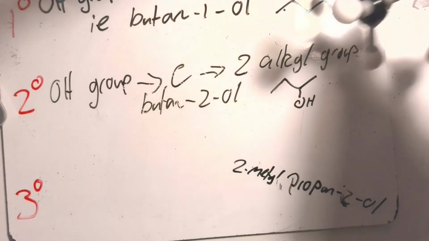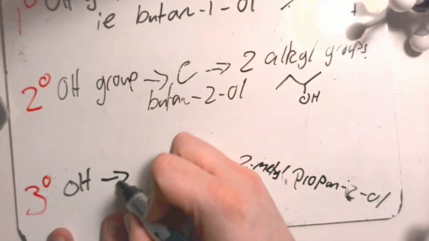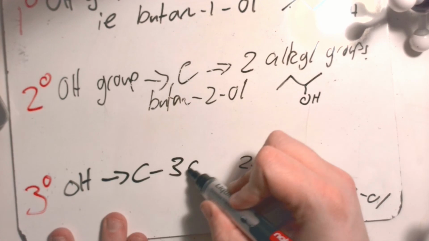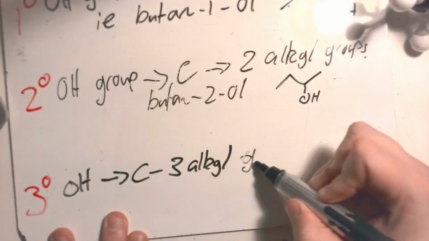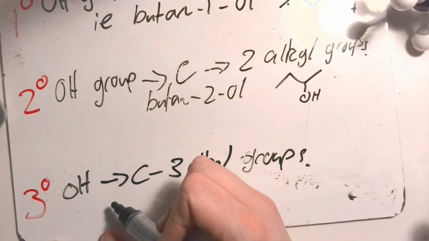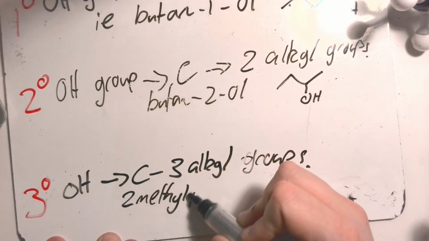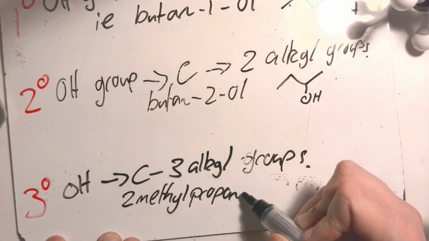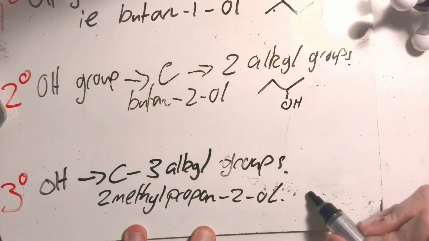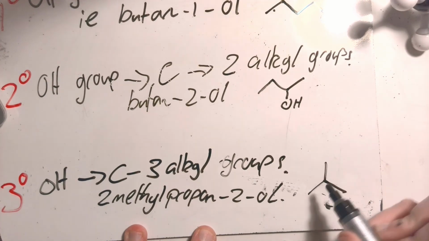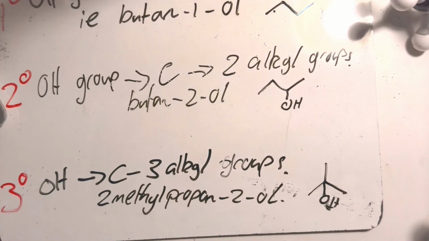So here is when you have your OH group bonded to a carbon bonded to 3 alkyl groups, such as 2-methylpropan-2-ol. And I'm going to draw a little diagram over here. So 1, 2, 3, that's our methyl, and there's our OH group coming off the side.